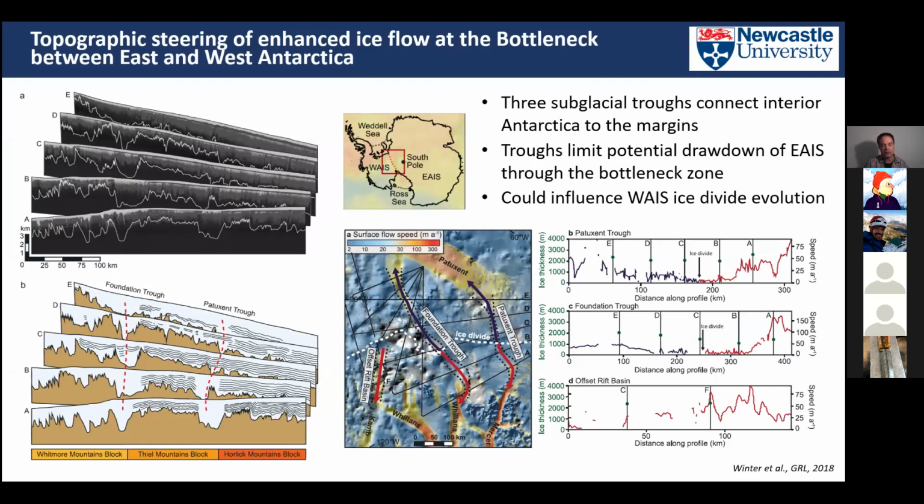which was discovered by Michael Studinger and Robin Bell and some of the Texas team, I think. And as you can see there, we couldn't find a definite connection right through, but certainly the Foundation Trough and the Patuxent Trough are there.